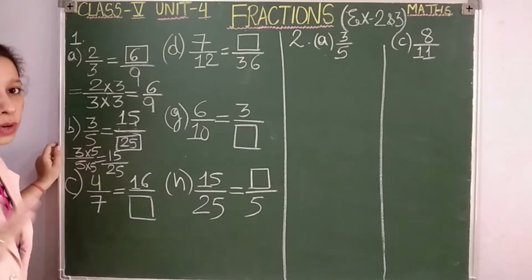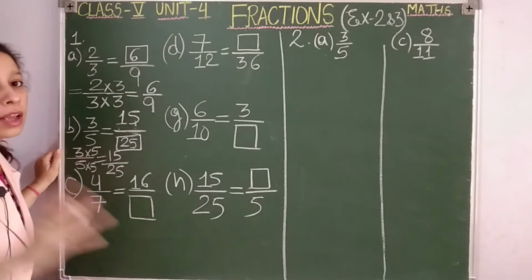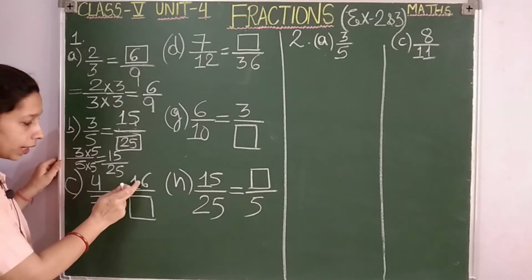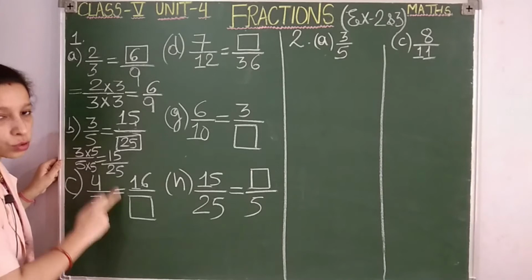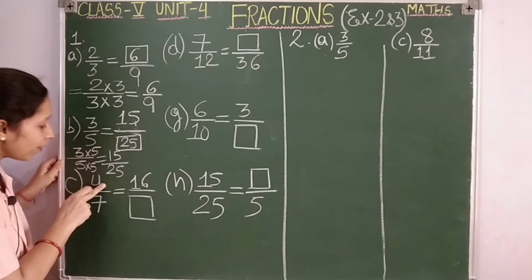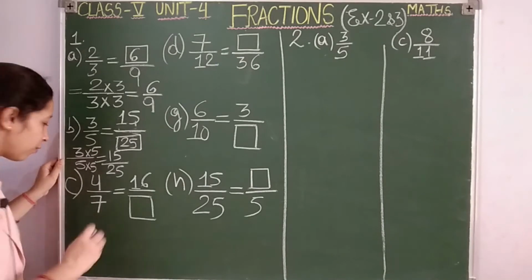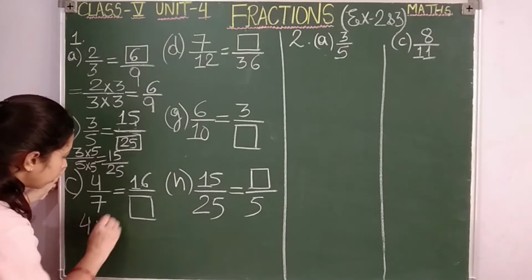Okay, see the next point. 4 by 7 is equal to 16 upon dash. What is the question, students? You have to give the equivalent fraction. So what to look at? Here the numerator is 4, here the numerator is 16, and they are equal. So you have to think which number we have to multiply with 4 to get 16. So write like this, 4 into 4.